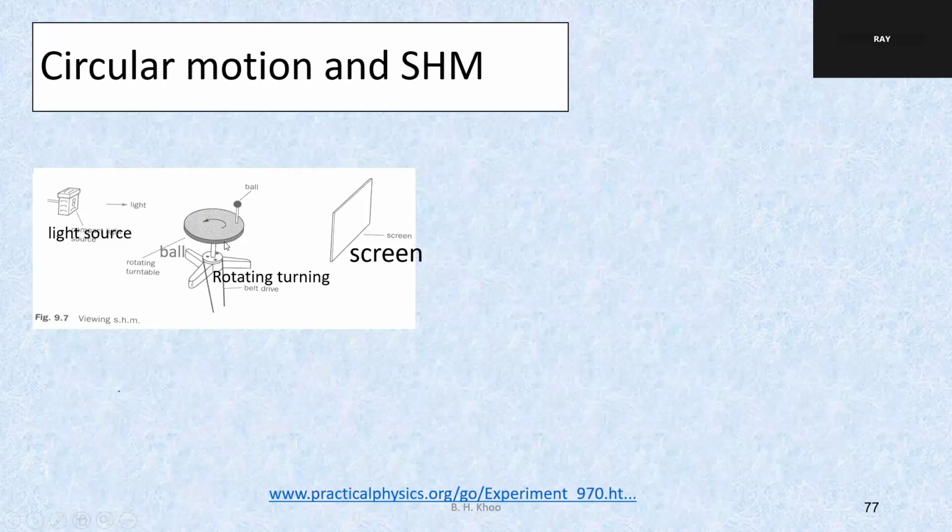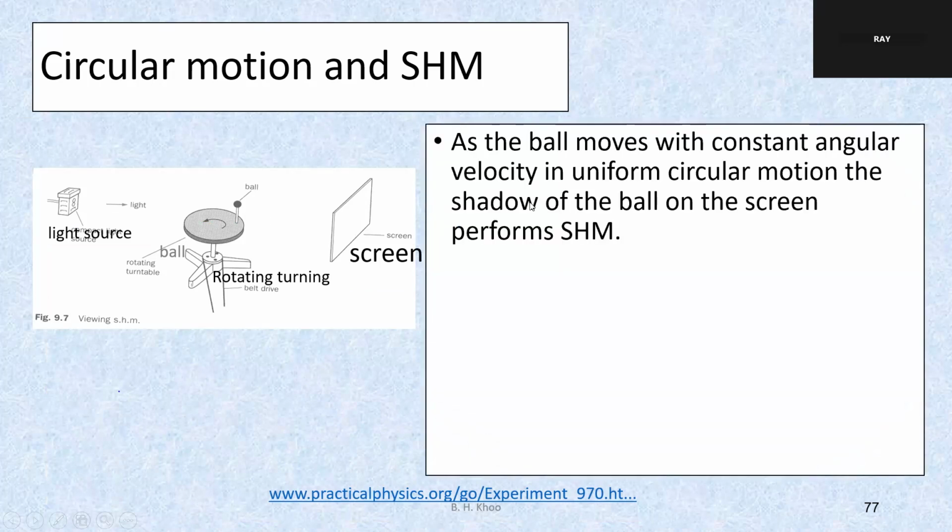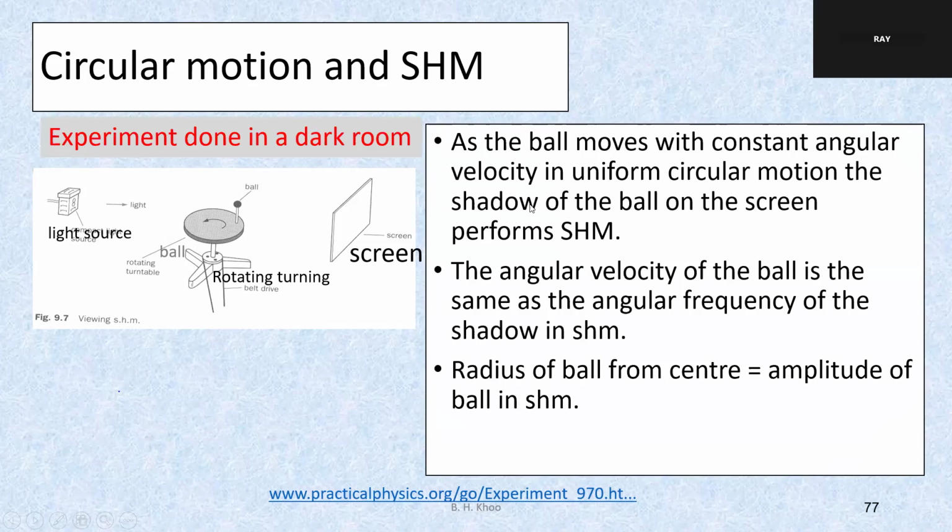This one is taken from Duncan. We can show that as the ball moves in a circle, the shadow moves in simple harmonic motion. There's a light source, and you do it in a dark room. In this case, the radius of the ball from the center is the amplitude of the simple harmonic motion.